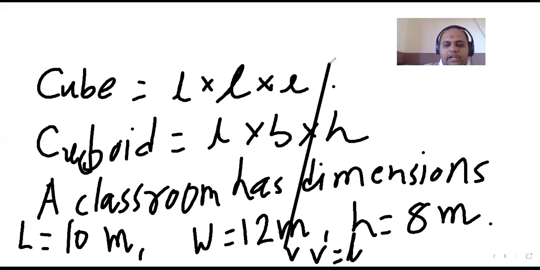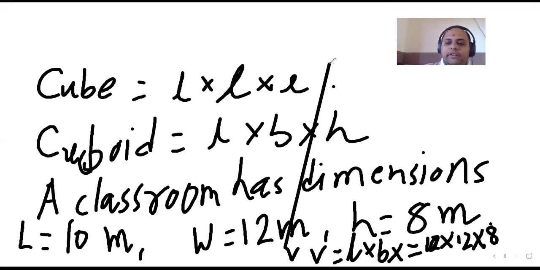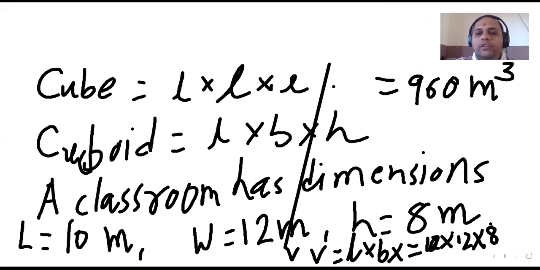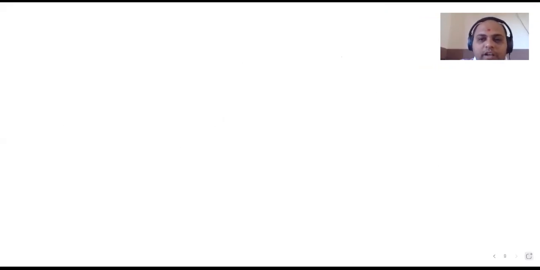Volume is equal to L, B and H. So 10 into 12 into 8. The answer will be 960. I'm writing it here. Answer will be 960 meter cube. That's what we have to write. 960 cubic meter or meter cube, you can write it both ways. No problems.